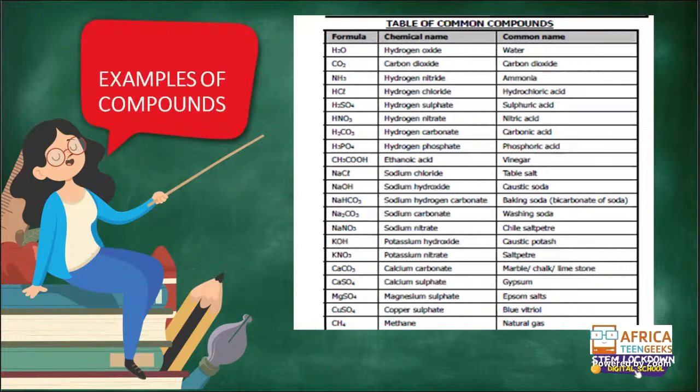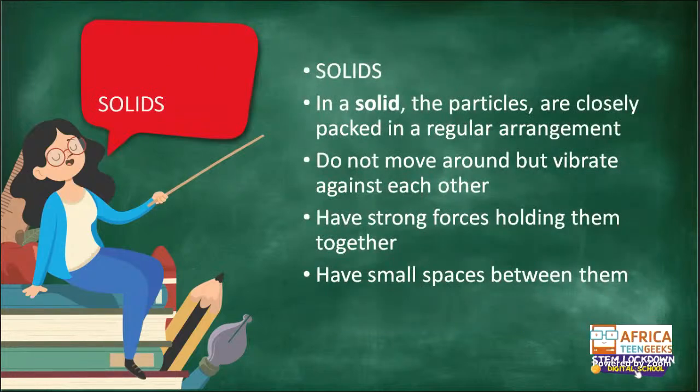So let's continue. Now we're still looking at the particle model. What the particle model is saying is that in solids, the particles are closely arranged. In solids, the particles are closely packed, or they are arranged in a regular manner. So that's what the particle model is saying. In solids, the particles are closely packed in a regular arrangement.